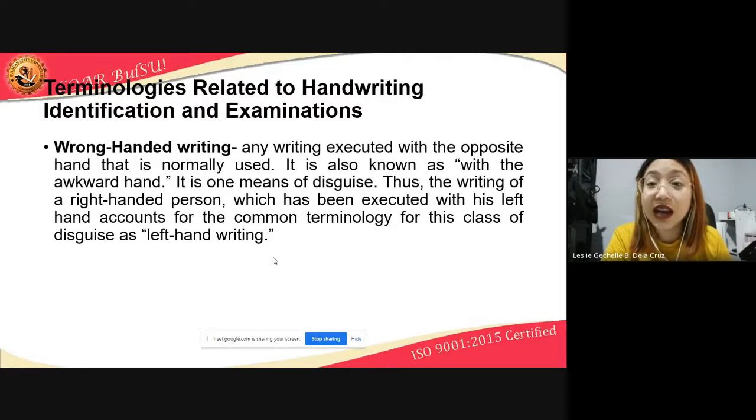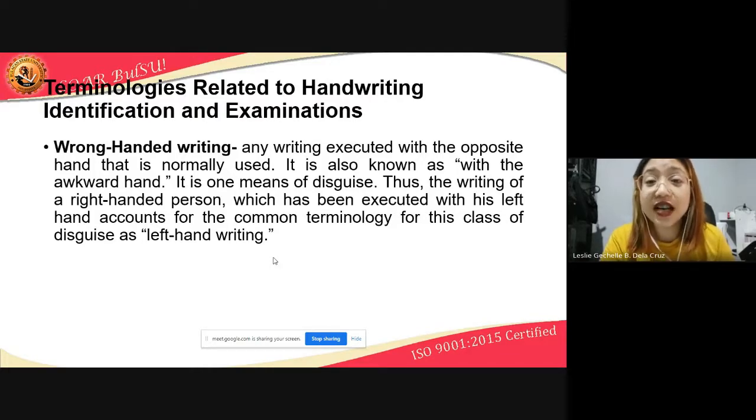Wrong-handed writing. Any writing executed with the opposite hand that is normally used. It is also known as with the awkward hand. If you are right-handed at ginamit mo ang left hand mo, then you are using your wrong hand. Or you are doing wrong-handed writing. It is one means of disguise. So kung gusto mong baguhin yung sulat mo, hindi mo gagamitin yung normal na panulat mo. For example, right hand nga. You use your other hand.